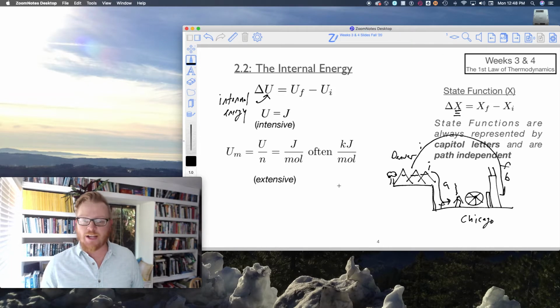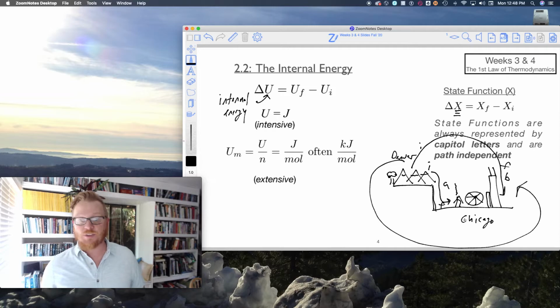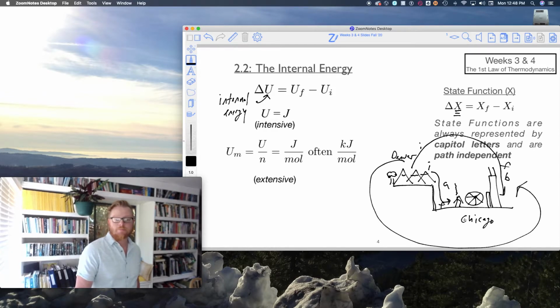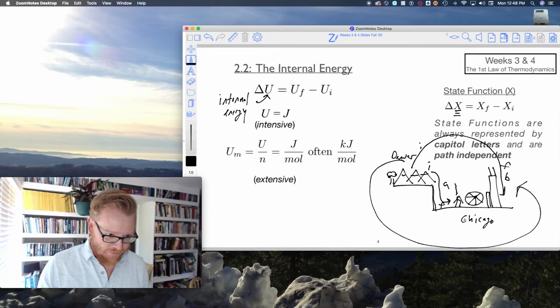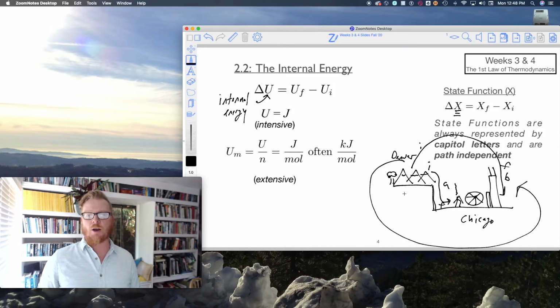Suppose you're feeling really crazy and you want to go on a round-the-world trip. So this is like going all the way around the world, and you still end up in Chicago. If your change in elevation between Denver and Chicago is a state function, then it does not matter which path you took.